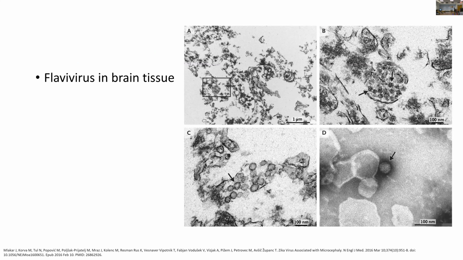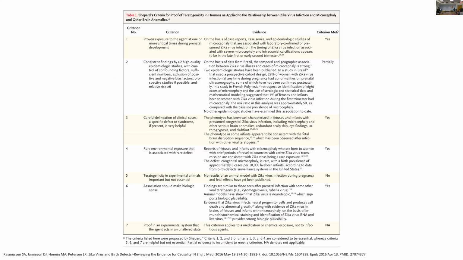Then there were some nice basic science studies in which they were able to isolate the Zika virus from brain tissue. And here you can see some electron micrographs where they see the virus replicating in brain tissue of an affected fetus that had the microcephaly syndrome. But really one of the big challenges is saying, we see microcephaly, we see Zika. Is Zika actually a teratogen that is causing microcephaly? And this is a big debate in the field for a while.